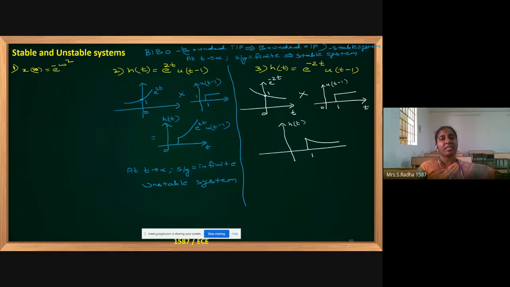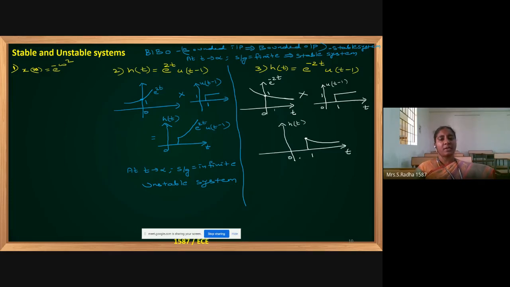The maximum height need not be 1, because 1 into anything at 1 unit, whatever the height of the exponential is, that will be maintained here. The second signal height is 1, but the h of t height need not be 1, because whatever the height of the decreasing exponential is, that height will come here. But it will start decreasing here, because the height of the second signal is 1. 1 into anything is that same e power minus 2t, and that decreasing fashion itself will come for the final h of t diagram.